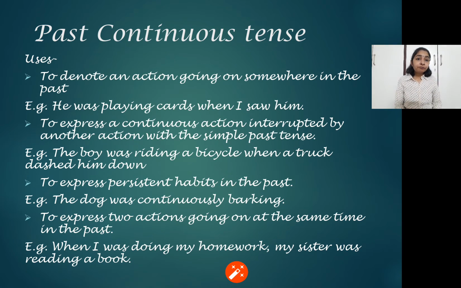Next one, to express persistent habits in the past. In simple tenses, what do we use to describe habitual actions? The simple present tense. Now here, something which we had as a habit in the past, but now we no longer have those habits, that is also expressed here in the past continuous tense. Things which used to happen in the past but are not happening now. We can't say used to, but things which happened continuously somewhere in the past but now are not happening.